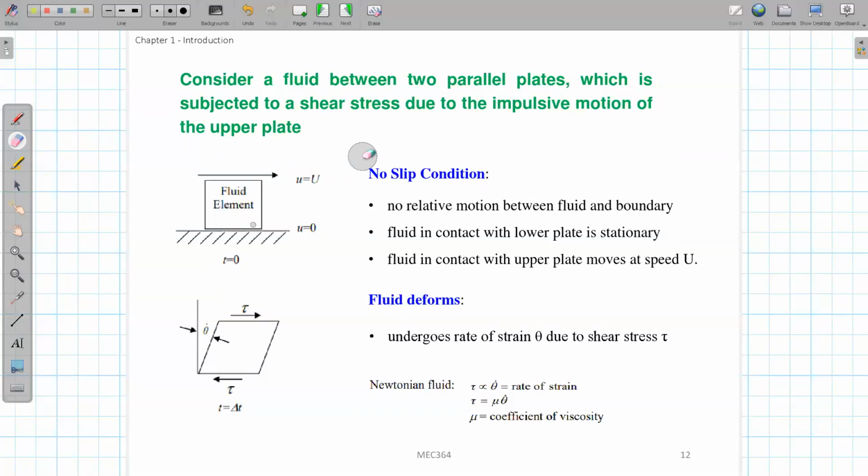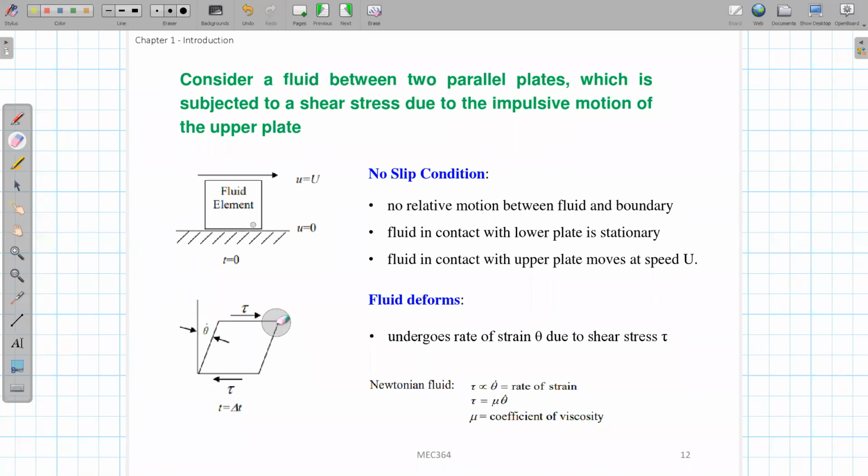So what does this mean? This means that the fluid will deform, right? The shape of the fluid will be changed. So in the beginning it will be a rectangle, and as time goes on, their shape will be deformed. Okay.